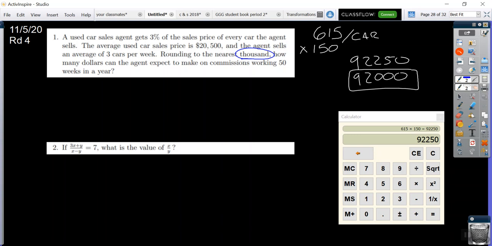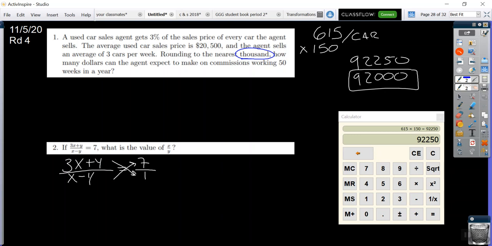For question 2, if (3x plus y) over (x minus y) is equal to 7, what is the value of x over y? Now, notice how we don't need to find x, we don't need to find y, we just have to find x over y. We need to find that ratio. So this is really a great opportunity for us to use some cross multiplication, actually. So we're going to set this up as a proportion. A proportion is simply 2 ratios that are equal to each other. And we are going to multiply across the equal sign.